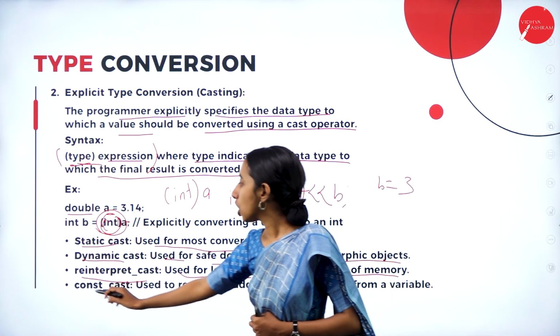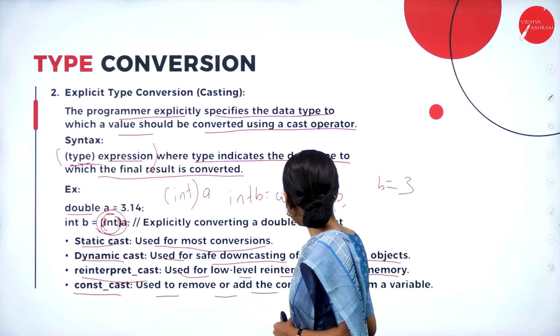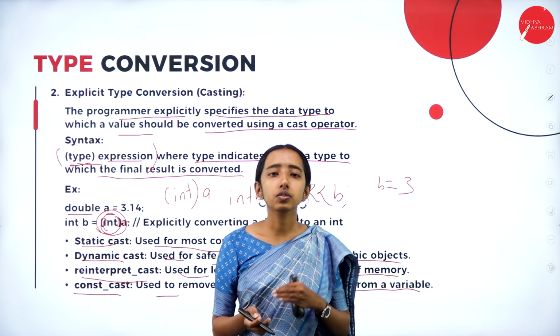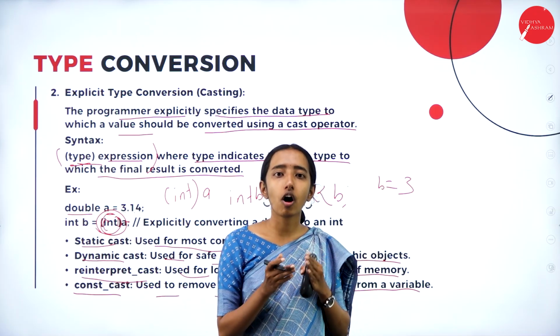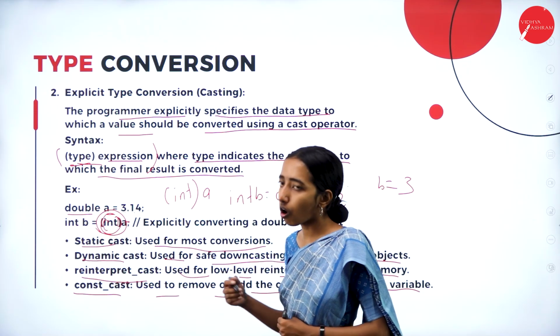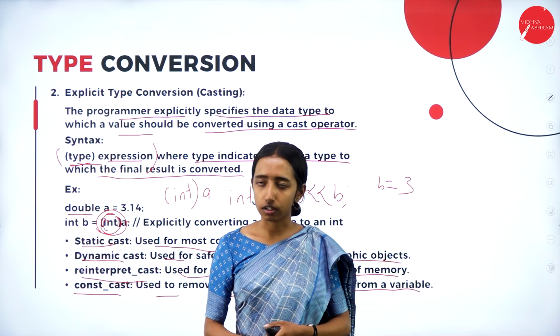Next we have const cast. Use it to remove or add the const qualifier from a variable. As we have seen earlier in the constants, it is used for removing or adding the const qualifier. So this was about type conversion.